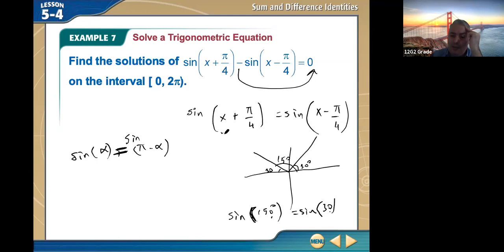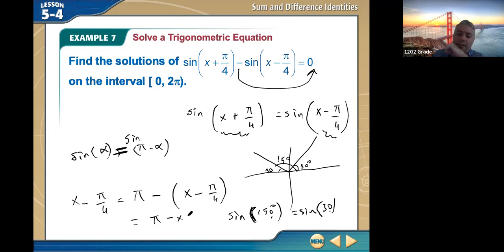This one, x plus pi over 4. This is x minus pi over 4. X minus pi over 4 is equal to pi minus this angle, which is x minus pi over 4. What does it mean?